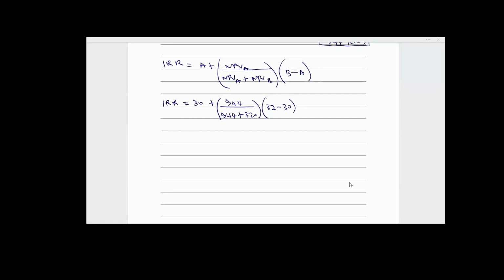Here is 31.5%. Here is 31.49. My IRR is equal to 31.49%. IRR is approximately 31%. That's that. This is what the examiner wants you to do in the E part of the question.